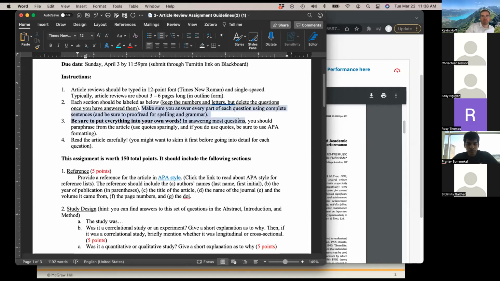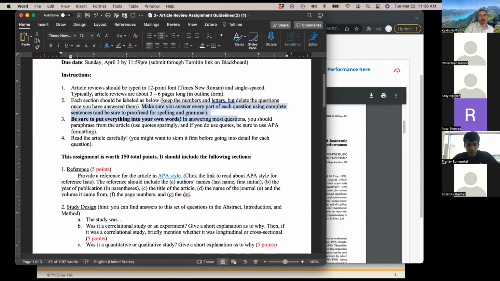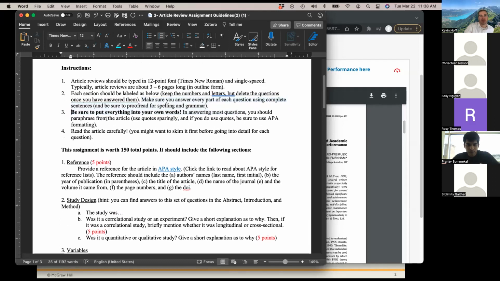I think general tips would be that you should use complete sentences each time. And then before you turn it in, you should always proofread at least once, going through your responses and trying to make sure everything has proper grammar and makes sense. Really importantly, this is an independent work assignment. So it's important that you do it independently and also that you put everything in your own words.